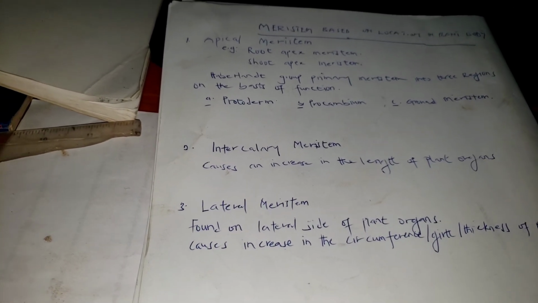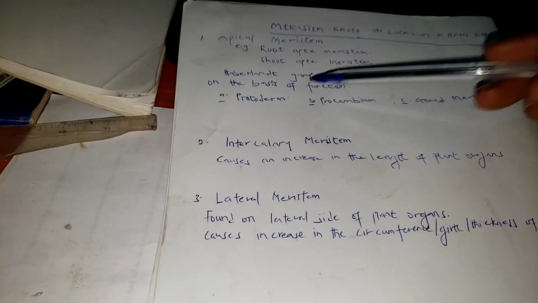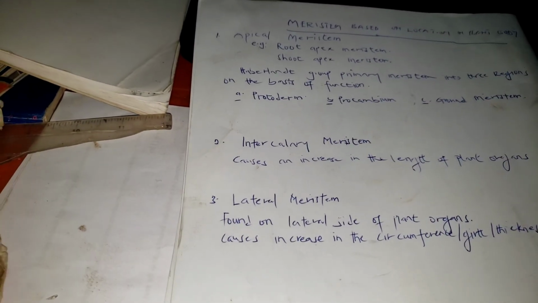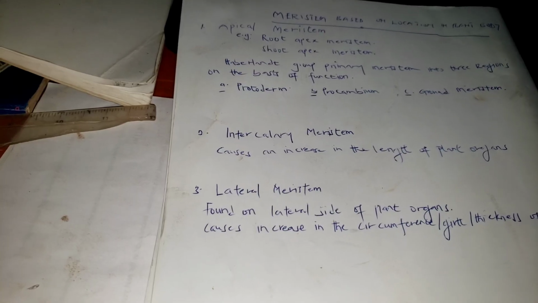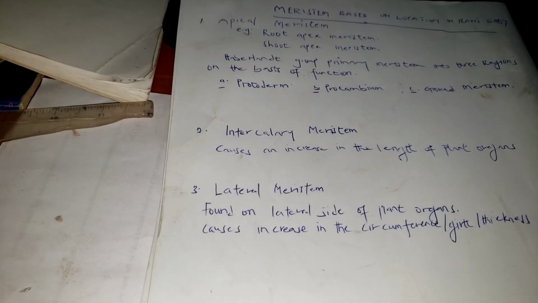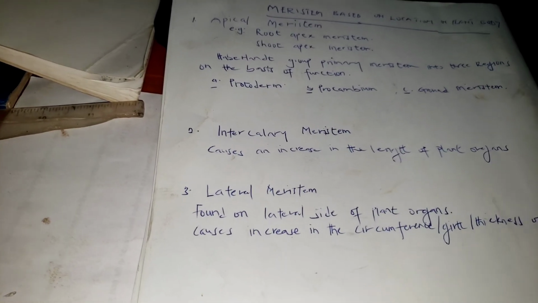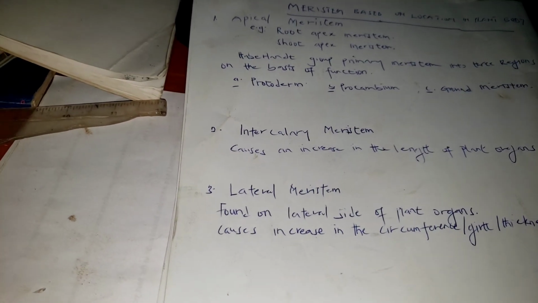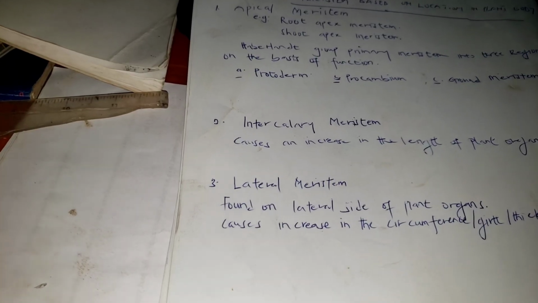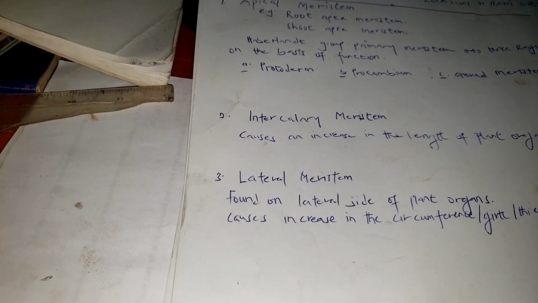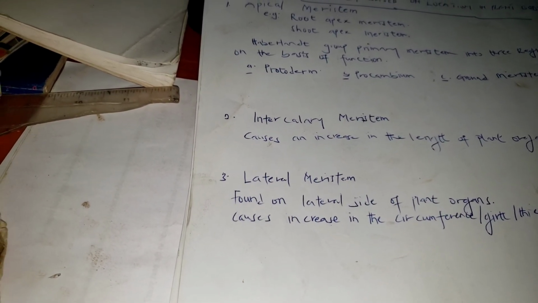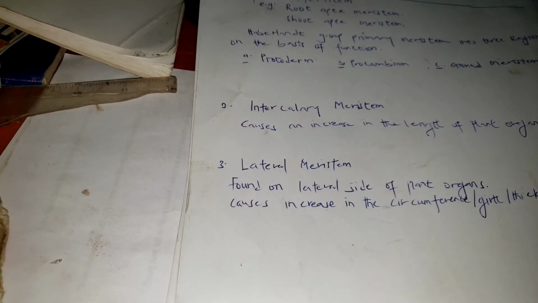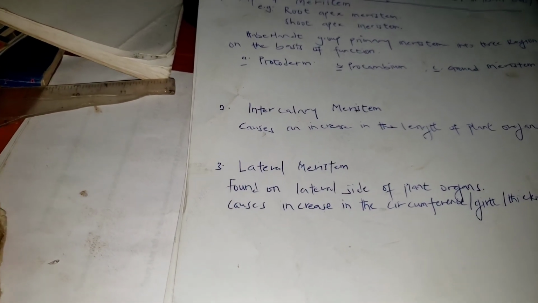When we take the protoderm, according to Haberlandt, the protoderm forms the outermost layer of the primary meristem. By the activity of the protoderm, we form the epidermal tissue system, the ETS. The epidermal tissue system consists of the epidermis. You can talk about the stomata, and you can talk about the stem hairs or the trichomes.